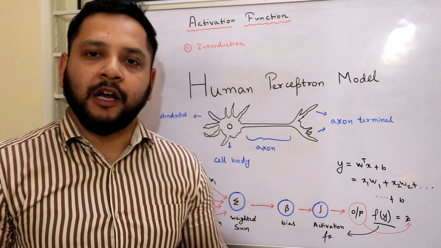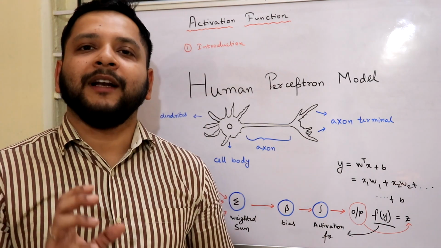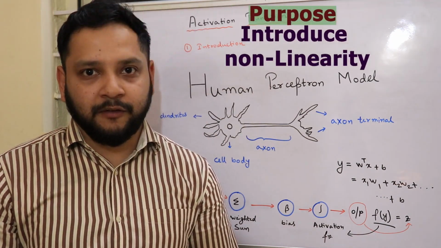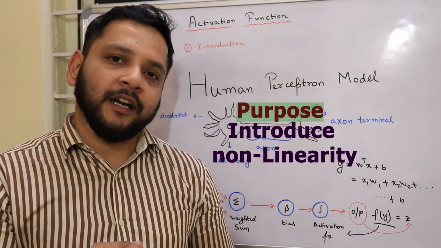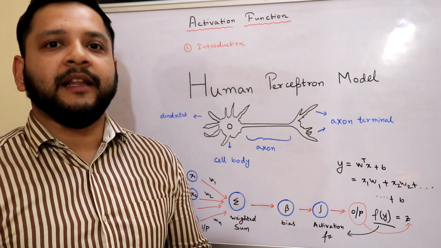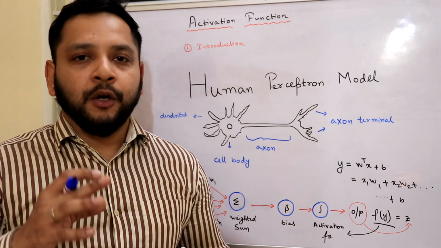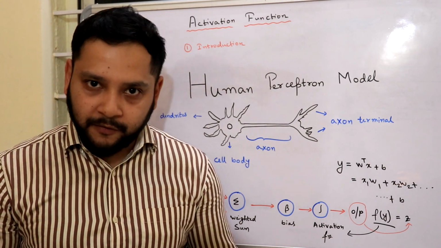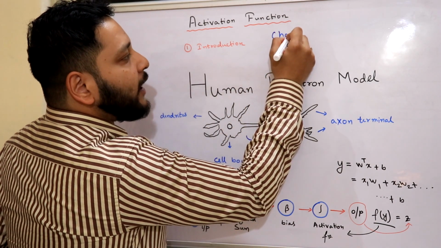Now first of all, why do we need this activation function? We have to know the purpose of this activation function. This activation function actually brings non-linearity to the output of the neuron. Now as I have already mentioned, there are different types of activation function, so for different purposes we use different types of activation function. So we have to know which activation function I should choose.